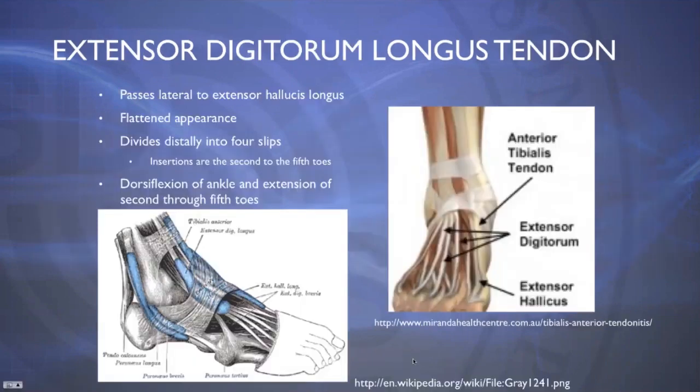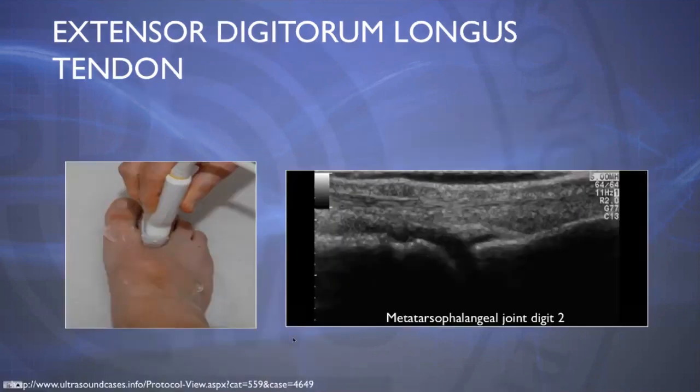Moving on now to the extensor digitorum longus tendon. This passes lateral to the extensor hallucis longus, more flattened appearance, and will divide distally into 4 slips with insertions on the 2nd to the 5th toes. This will be responsible for dorsiflexion of the ankle and extension of the 2nd through the 5th toes. So these are all of the extensor digitorum tendons in here, and we can see them also in this region right here. And on ultrasound, if we were to go through the remaining toes, this is how we would do it, and this is how they would appear.